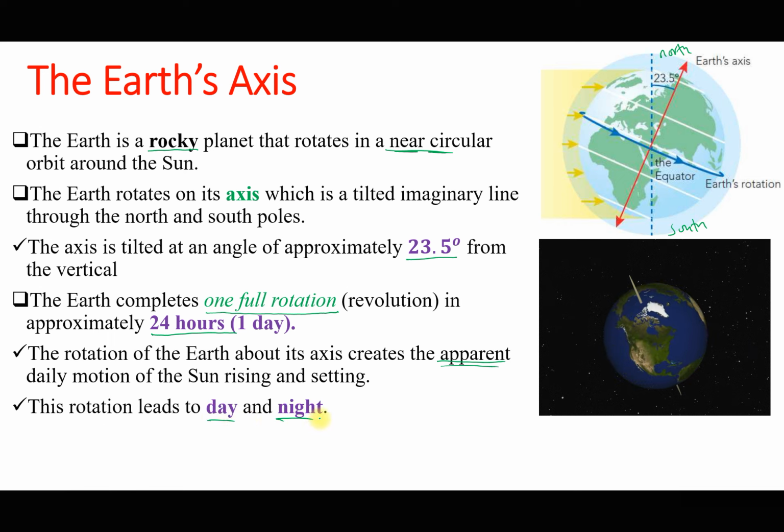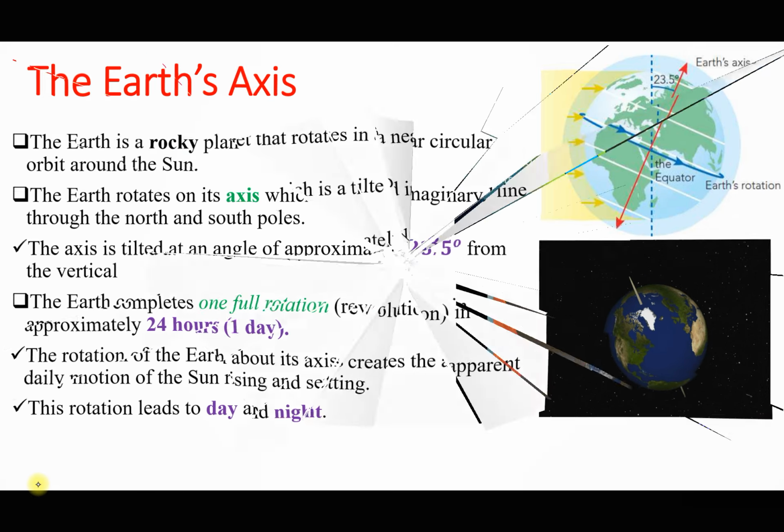So we have day and night because the Earth rotates about its axis, making one revolution in a time of about 24 hours. Therefore, half of the 24 hours is going to be day, and half is going to be night, because half of the time the Earth might be facing the sun, and half of the time the Earth might be facing away from the sun. So this creates what we call day and night.